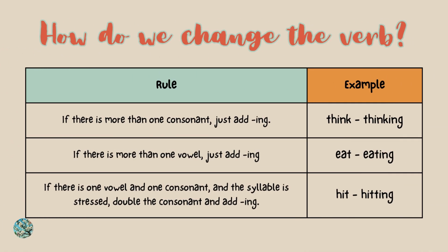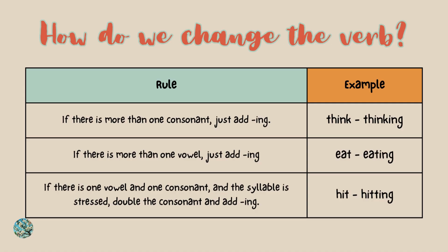Talking about gerunds, let's see how we change the verb. The first rule is if there is more than one consonant, just add ing. For example, think, thinking. The second rule is if there is more than one vowel, just add ing. For example, eat, eating. The third rule is if there is one vowel and one consonant and the syllable is stressed, double the consonant and add ing.